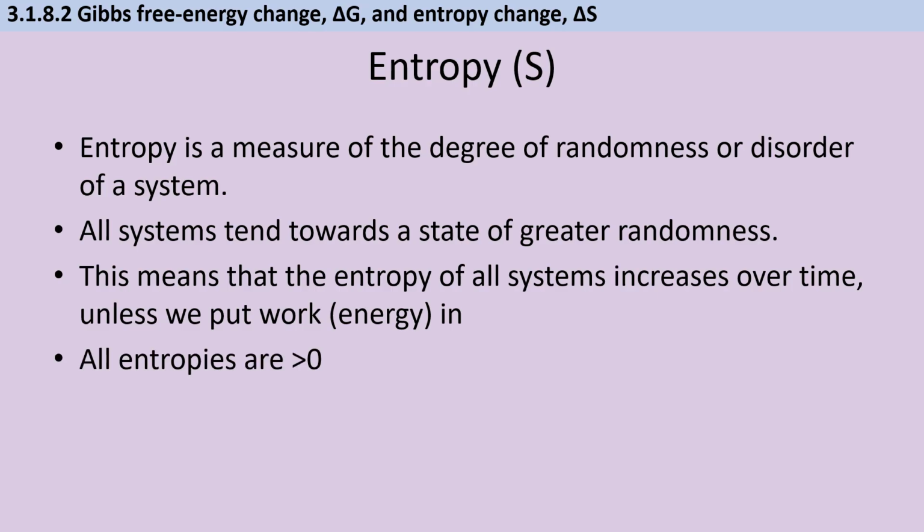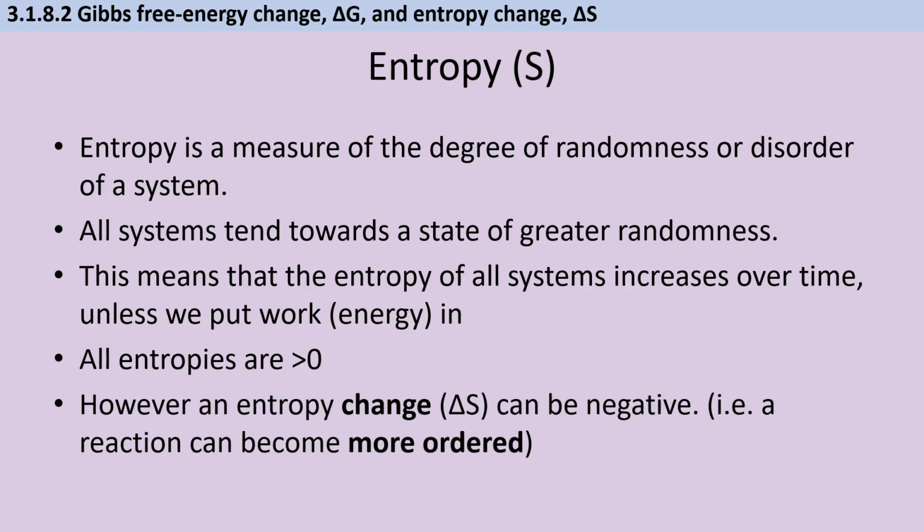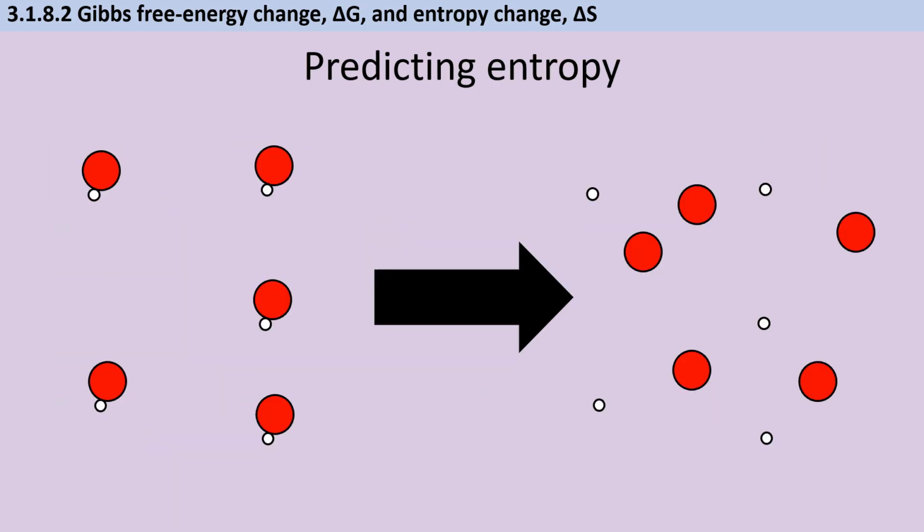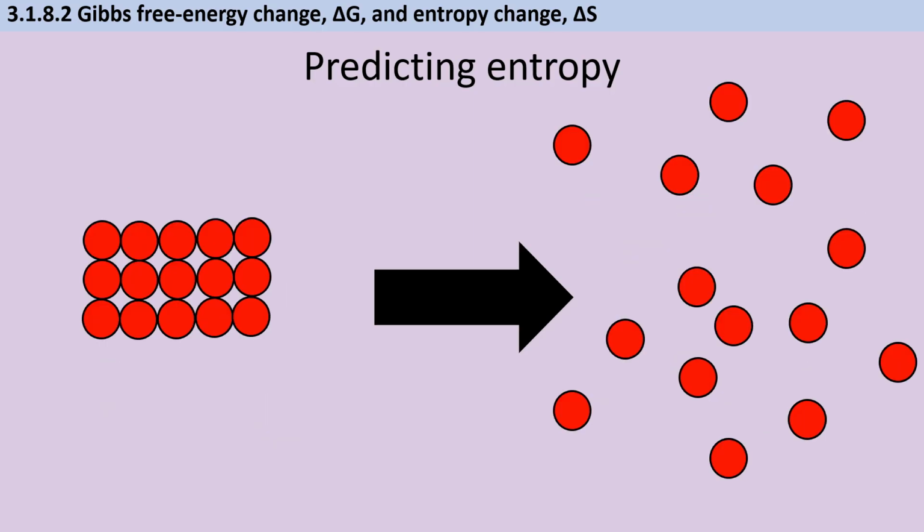Now, all entropy values are greater than 0, they're all positive, but an entropy change can be negative. As a general rule of thumb, if a chemical reaction leads to an increase in the number of particles, this increases entropy and gives us a positive entropy change. An example of this would be the chelate effect, which we see in the transition metal topic. Likewise, a state change where we have a gas rather than a solid, or a chemical reaction which produces gaseous products, is going to lead to an increase in entropy.